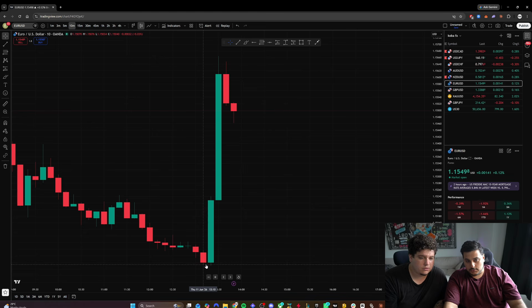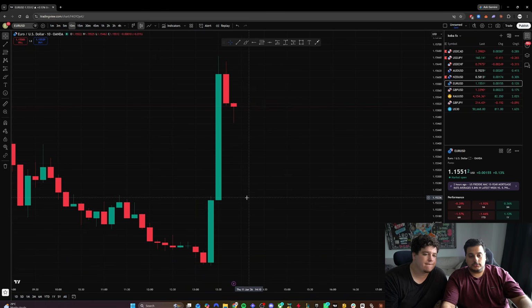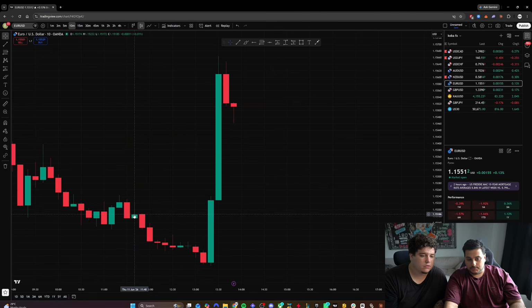Low. Now for a red candle, the open and the close are switched. So this is where it closed. It closed lower than the open, which was up here, which made it a red candle. Make sense? Any questions?